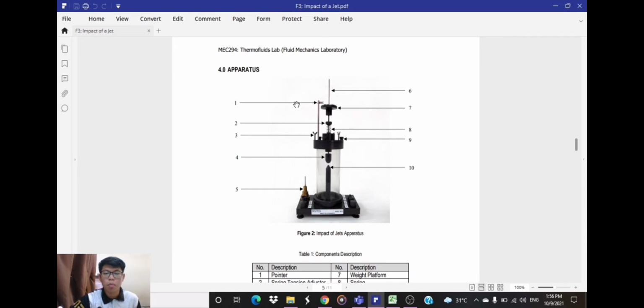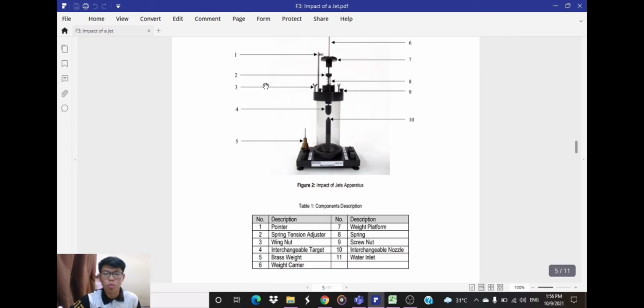Apparatus. Number 1 is a pointer. Number 2, spring tension adjuster. Number 3, wing nut. Number 4, interchangeable target. Number 5, weight, the weight. And number 6, weight carrier. Number 7, weight platform. Number 8, spring. Number 9, screw nut. Number 10, interchangeable nozzle. And lastly, number 11, water inlet at the bottom.